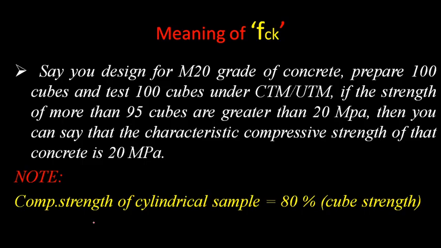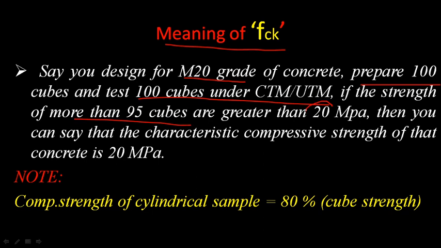Now I will explain clearly the meaning of characteristic compressive strength of a concrete. Say you are designing a concrete for M20 grade. Using this M20 grade concrete, you have prepared 100 cubes, and these 100 cubes are tested under the compressive testing machine or universal testing machine. If more than 95 cubes have a strength greater than 20 MPa, that is 20 Newton per mm square, then you can say the characteristic compressive strength of that concrete is what?